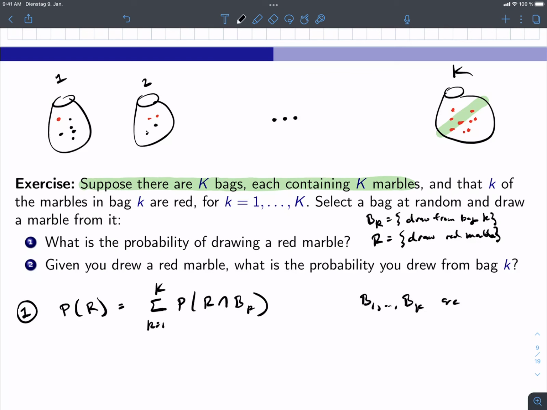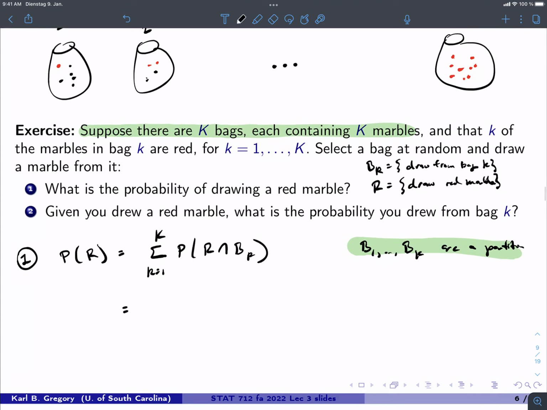So we can look at these events B_k as a partition of the sample space of this experiment. They're mutually exclusive, and one of them has to happen because I'm going to draw from one of the bags. So now, in order to compute this, I can rewrite this sum, which, let me make a note, is just using the law of total probability.